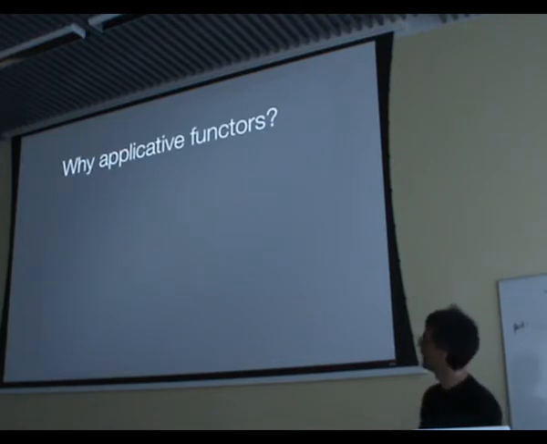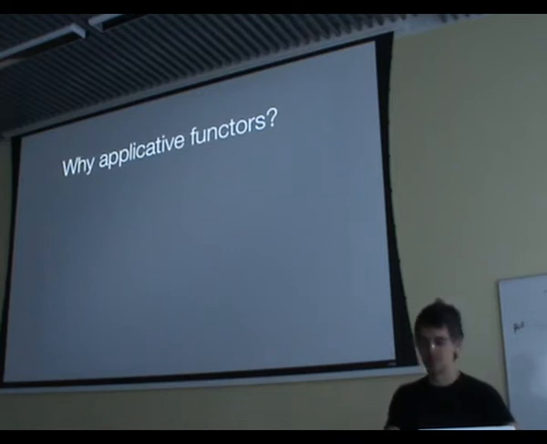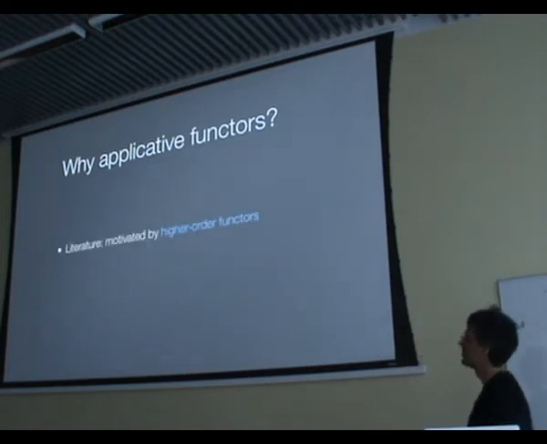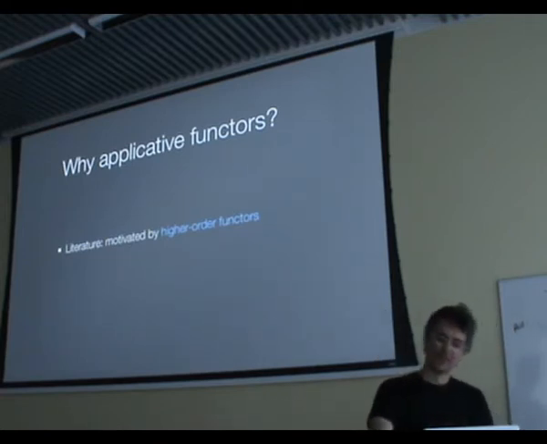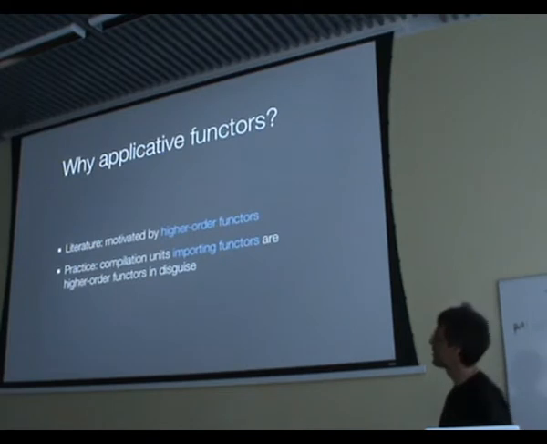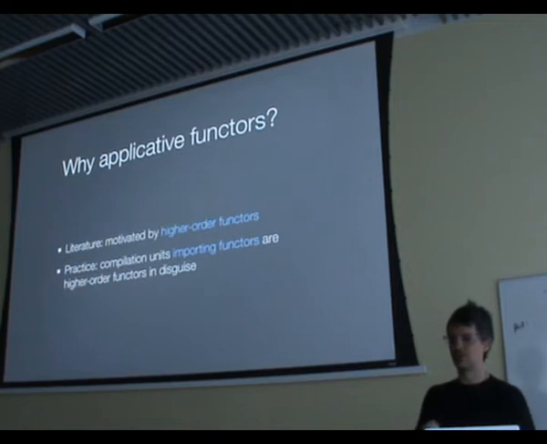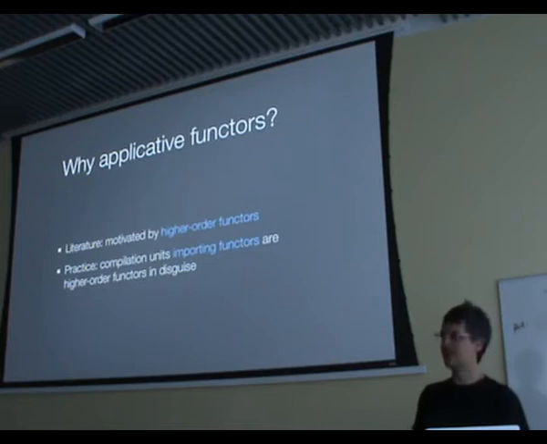Before I talk about the issues with applicative functors, let me briefly motivate why you even want to have them in the first place, because that's also a question I sometimes get, like last night. In the literature, the motivation is usually some weird examples with higher order functors, and you might think, why should I care? That is a fair question, although in practice this actually occurs in disguise when you talk about separate compilation. The model for separate compilation on the theory side for ML is that you consider a compilation unit as a functor body.